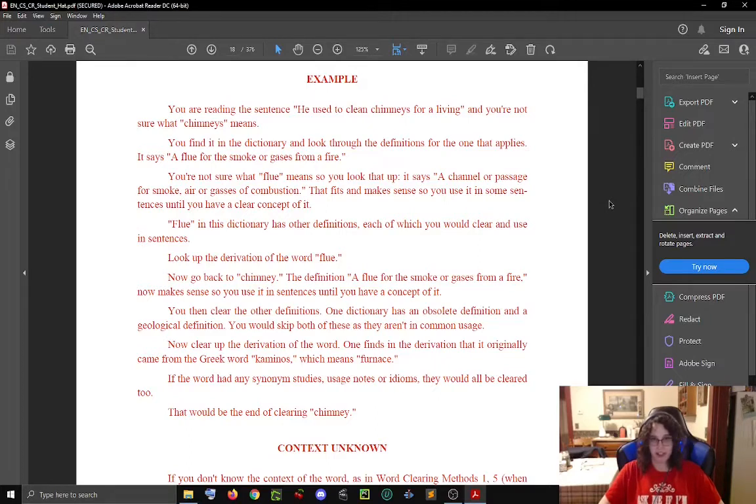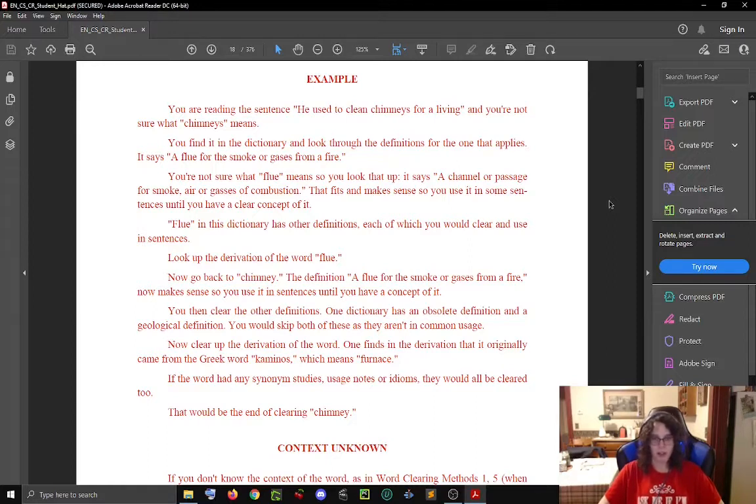That fits and makes sense, so you use it in some sentences until you have a clear concept of it. Flue in this dictionary has other definitions, each of which you would clear and use in sentences. Look up the derivation of the word flue. Now go back to chimney. The definition, a flue for the smoke or gases from a fire, now makes sense, so you use it in sentences until you have a concept of it.